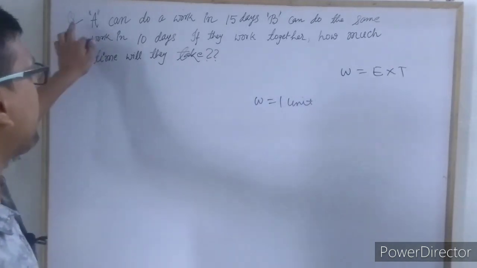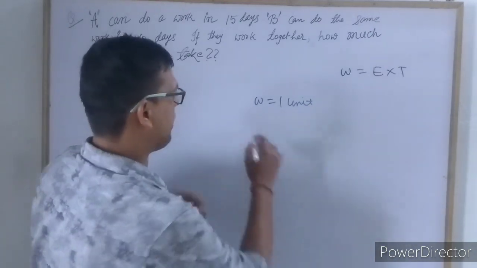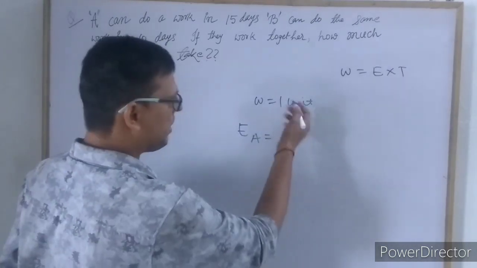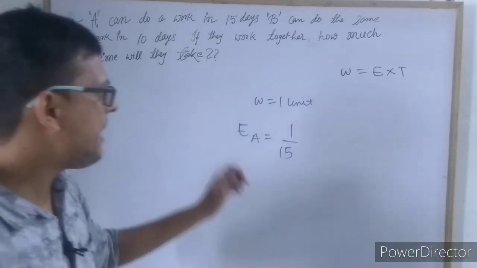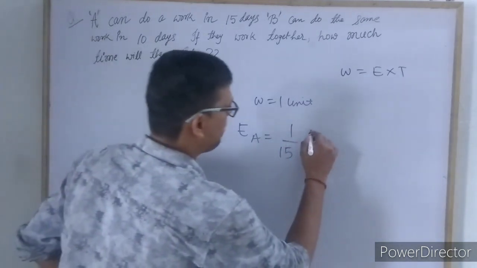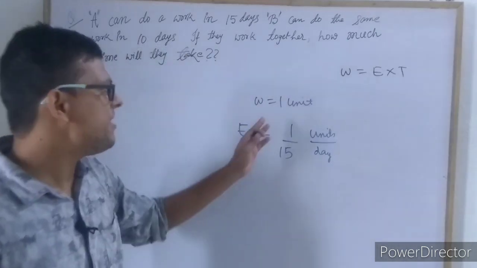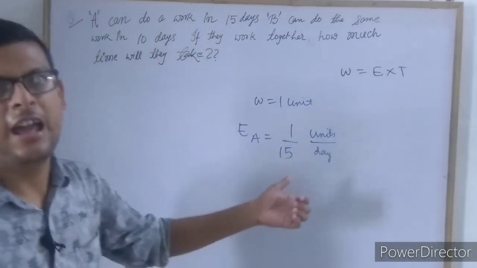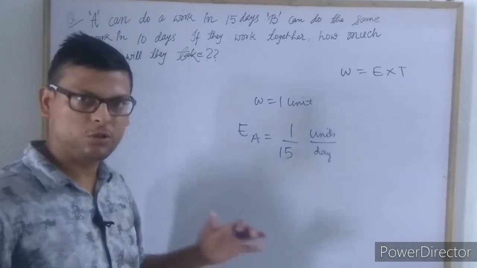Now see, if A can do a work in 15 days, what is the efficiency of A? Efficiency will be work by time. So work is our 1 unit and A is taking 15 days. So 1 by 15, which means that A can do 1 by 15 of the work in one day. 1 by 15 is units per day. If A is making 1 toy, then he will make 1 by 15 part of it in one day. This seems very impractical, but for the sake of understanding you have to think of it like this.